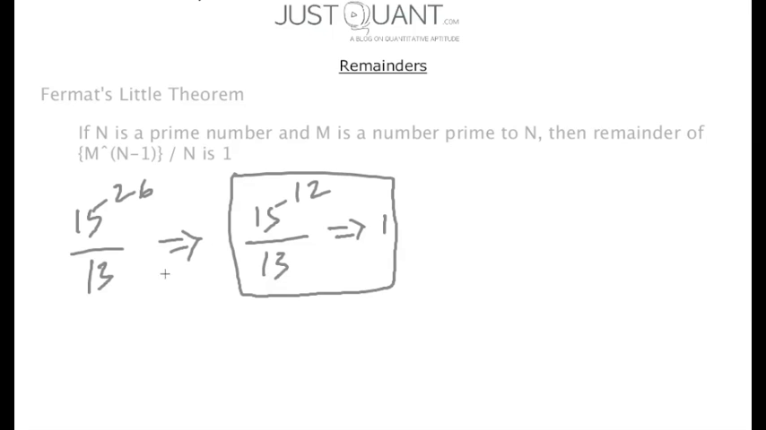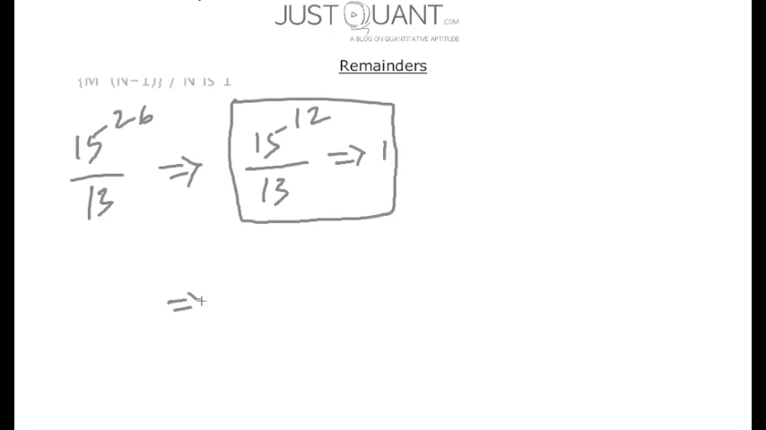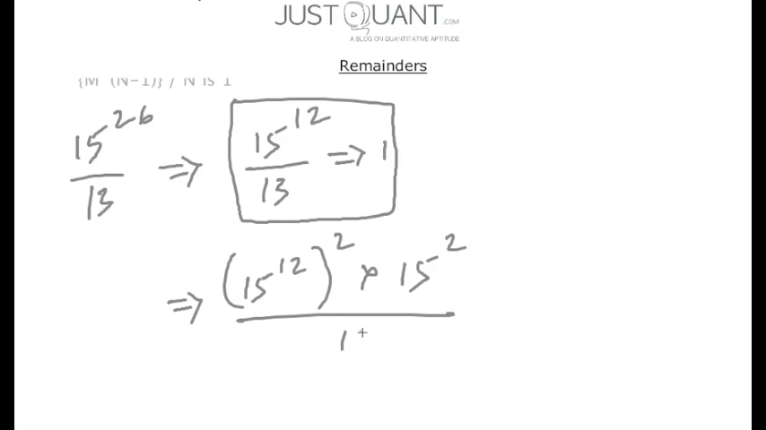So let's use this to calculate the remainder of 15 to the power of 26 when divided by 13. I'll write 15 to the power of 26 as 15 to the power of 12 whole square into 15 square, divided by 13. As we have seen from Fermat's little theorem, 15 to the power of 12 when divided by 13 gives us a remainder 1. So this becomes 1 square into 15 when divided by 13 gives us a remainder 2. So this becomes 2 square divided by 13. So 1 square into 2 square, which is 4, when divided by 13 gives us a remainder 4.